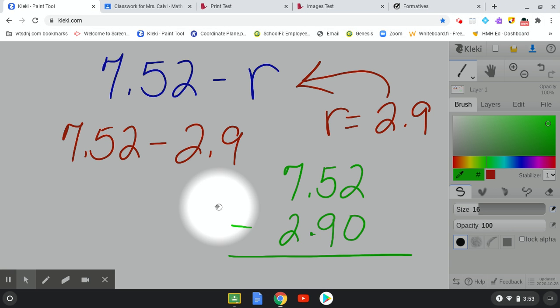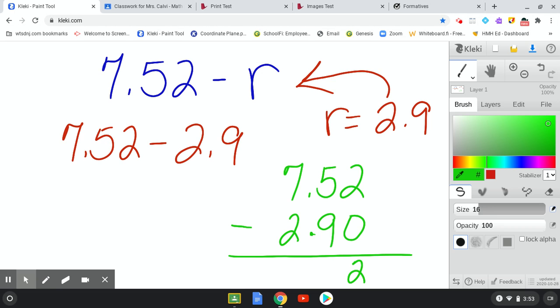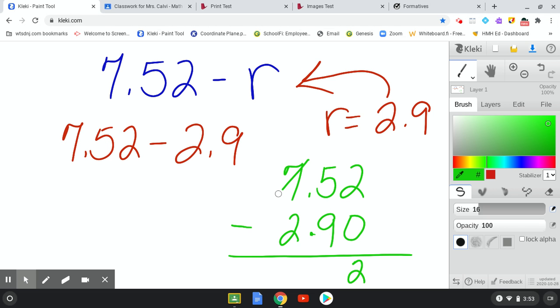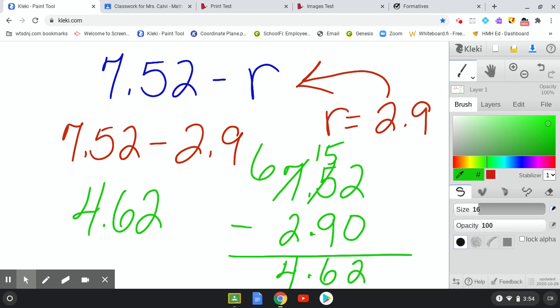So 2 minus 0 rather is 2. I cannot take 9 from 5, so I need to borrow. 7 becomes a 6, the 5 becomes 15. So 15 minus 9 gives me 6. Drop down my decimal. 6 minus 2 is 4. So here our final answer is 4 62/100.